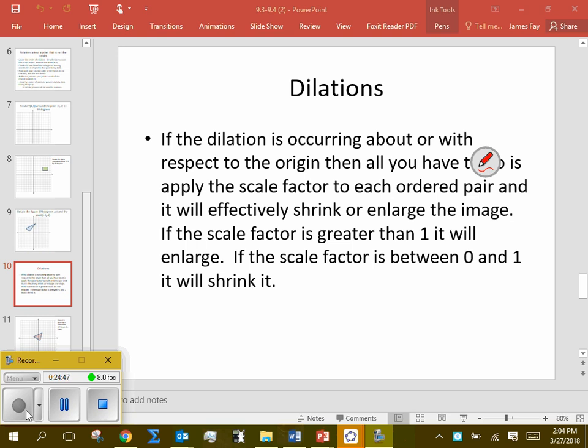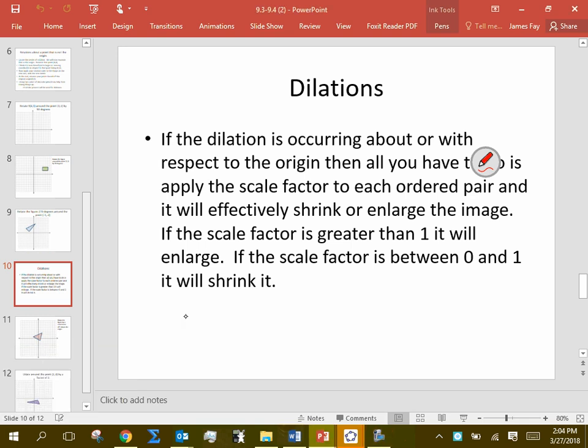Think about taking a number like 5. Multiply 5 by 2, multiply 5 by 3, multiply 5 by 4. What's happening to that product? They're getting bigger. So when I multiply by a number bigger than 1, I get more. I get an enlargement.